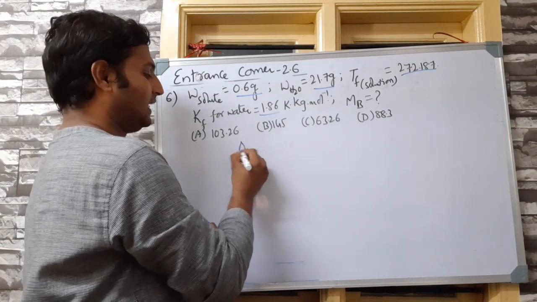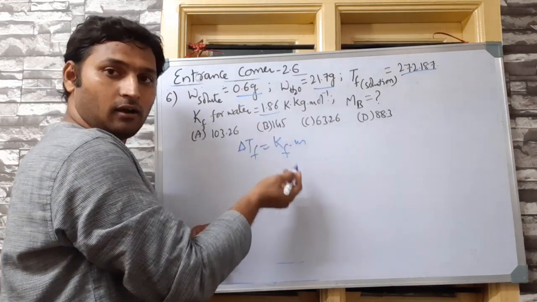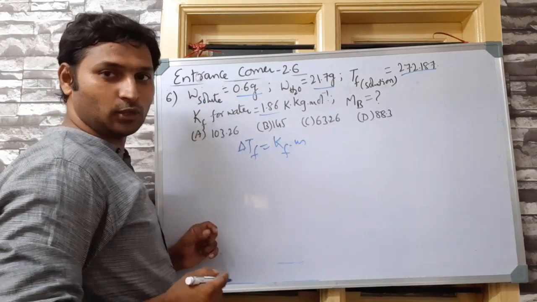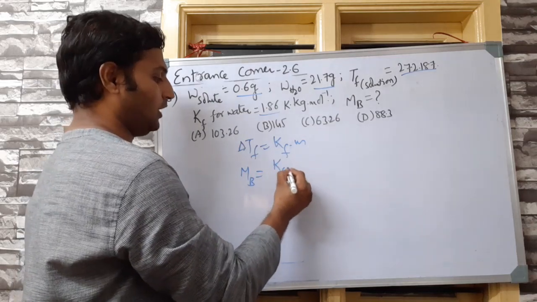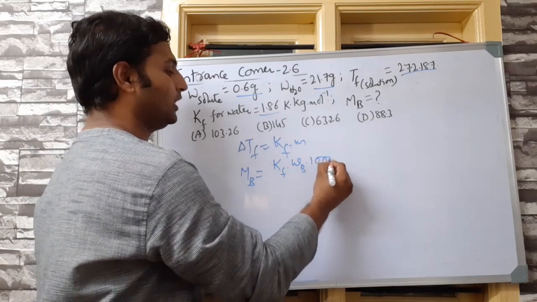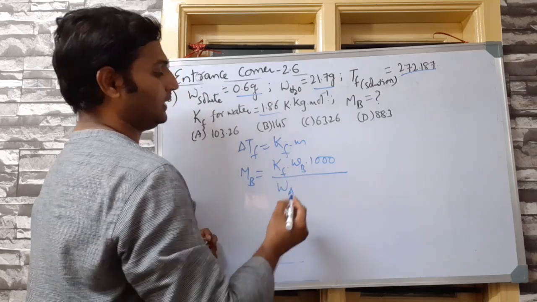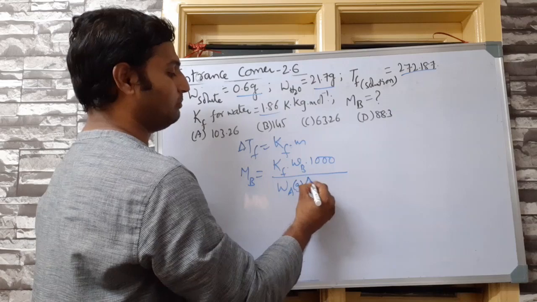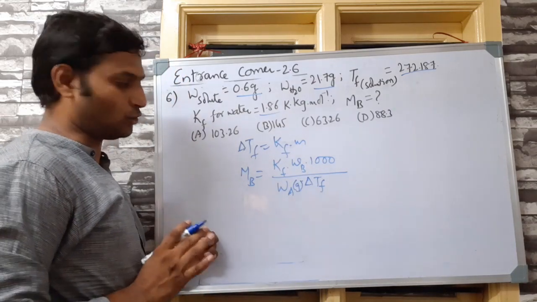You know delta Tf is equal to Kf into m, and by substituting the formula for molality and bringing molar mass onto the left side, you will get the formula molar mass of solute is equal to Kf into weight of solute in grams into 1000 divided by weight of solvent into delta Tf. This is going to be the formula.